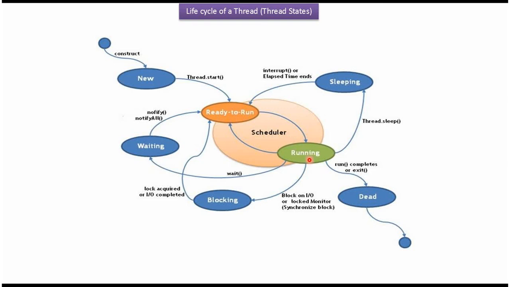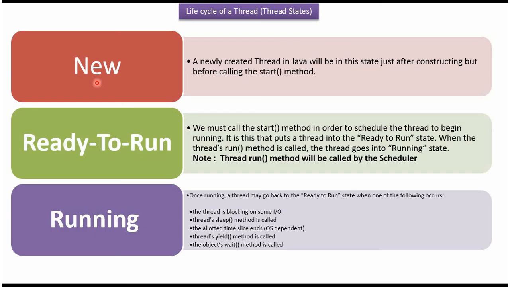When the run method completes or exits, then the thread will go from running state to dead state. The newly created thread will be in new state. We must call the start method in order to schedule the thread to begin running. When the thread's run method is called, the thread goes into running state. The thread run method will be called by the scheduler.